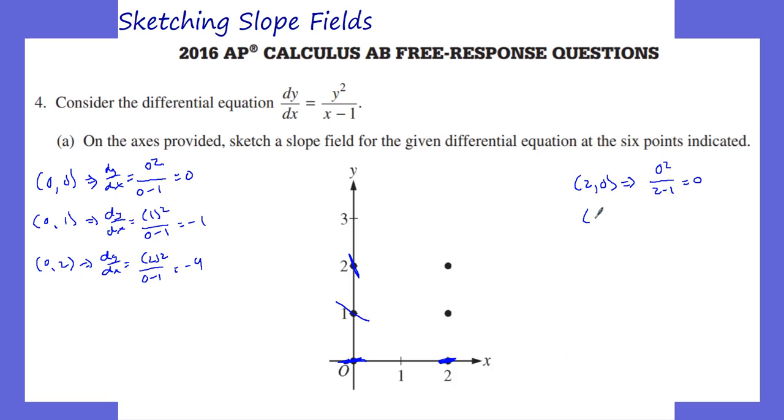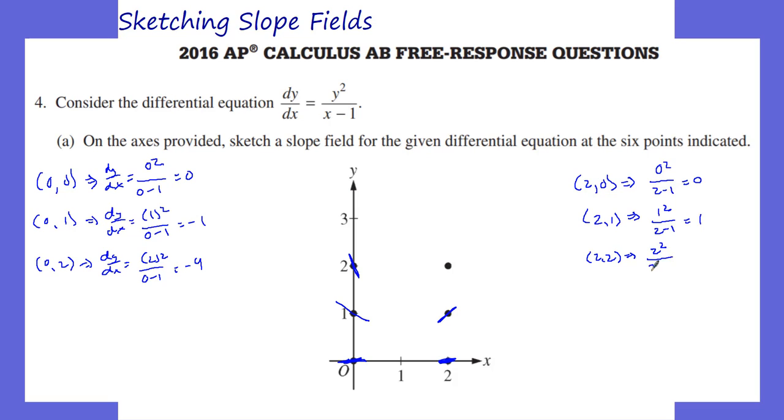Then we're at 2, 1. So I go 1 squared over 2 minus 1. We get 1 over 1 is 1. So my slope is in the positive region right there. And then we have our 2, 2.